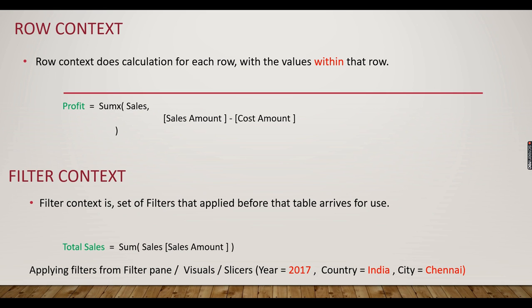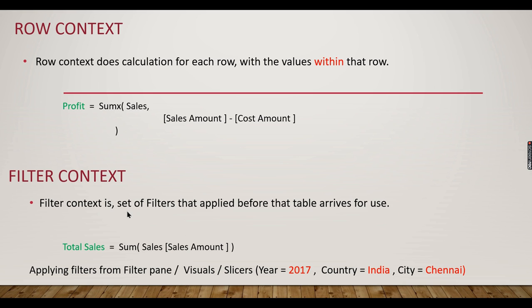Let's understand it with its definition in simple language. Row context does a calculation for each row, meaning if you want to perform some calculations, for each row this calculation will be executed in the table. That is your row context. It is as simple as that.